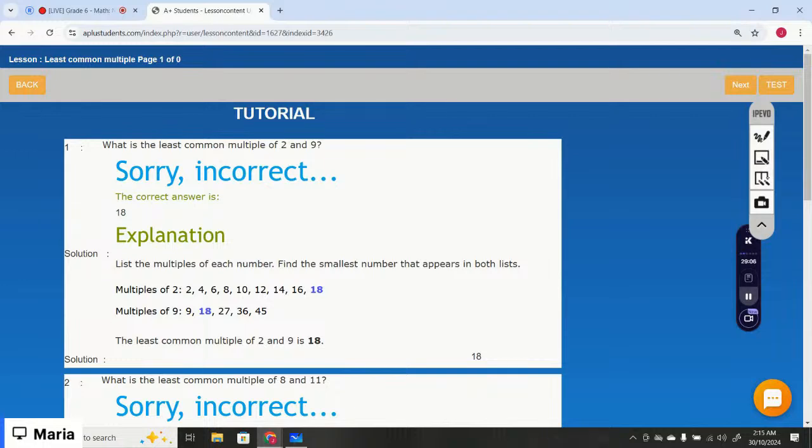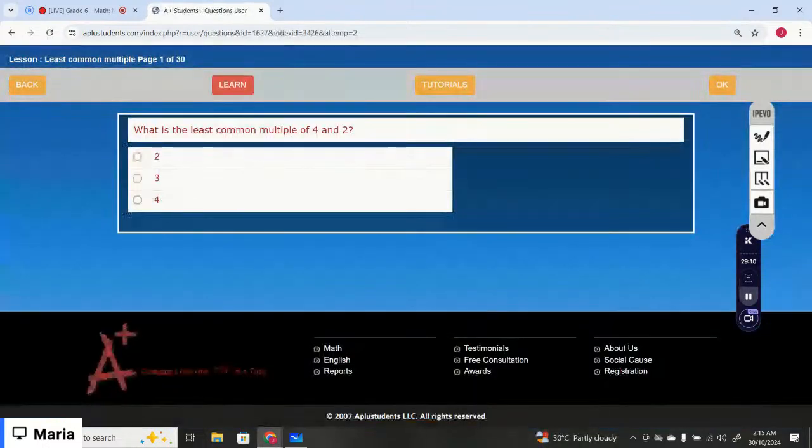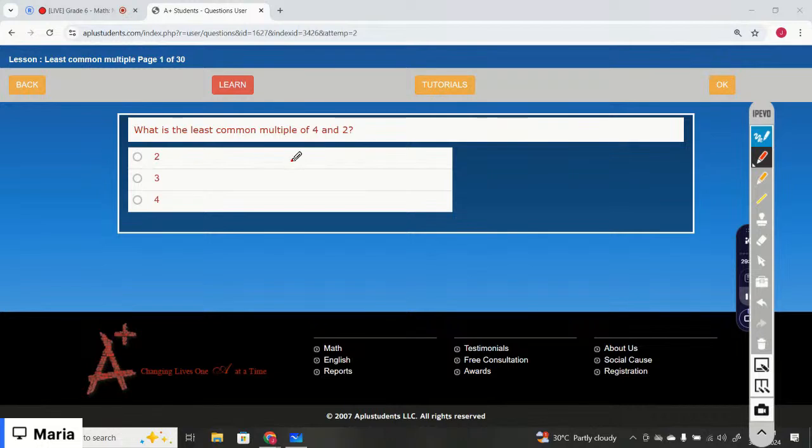Let's just start with the test questions. What is the least common multiple of 4 and 2? Let's just write down the multiples of 2 and 4. Multiples of 2. They are 2, 4, 6, and 8.